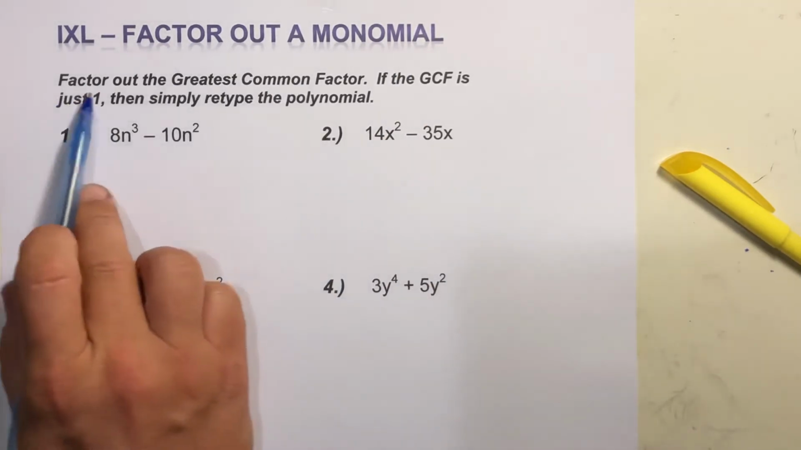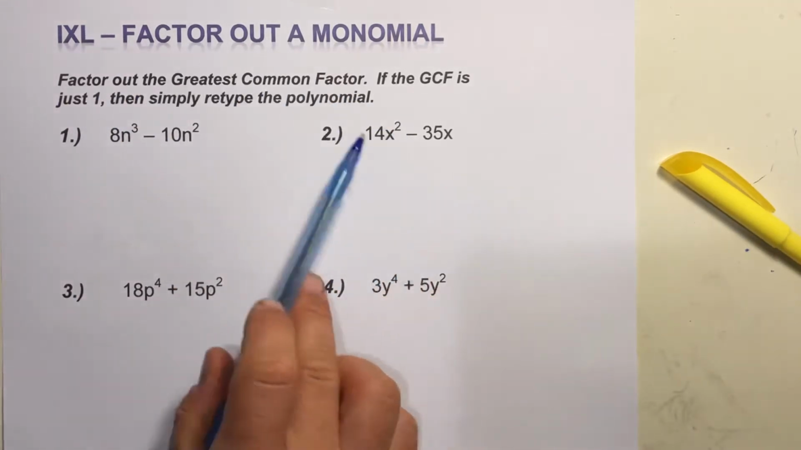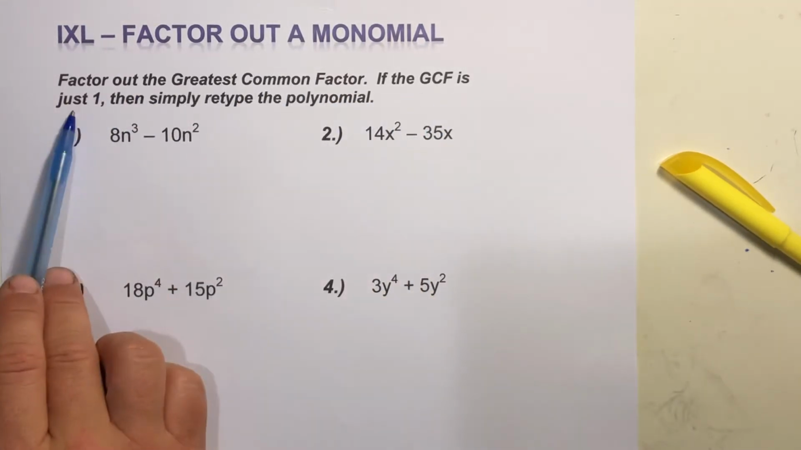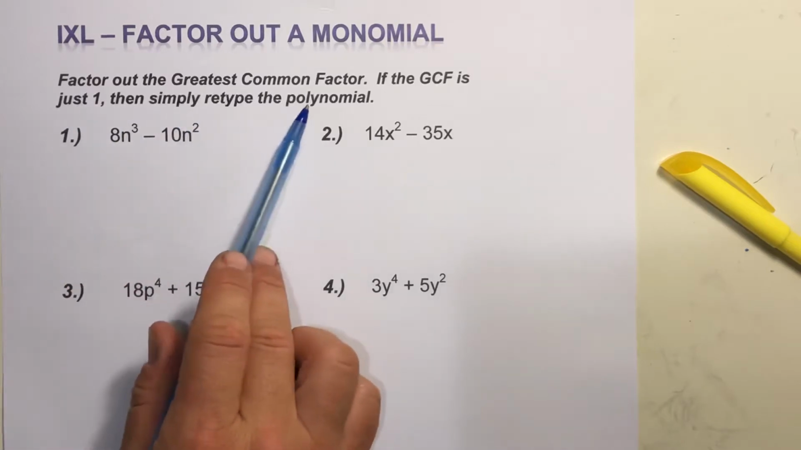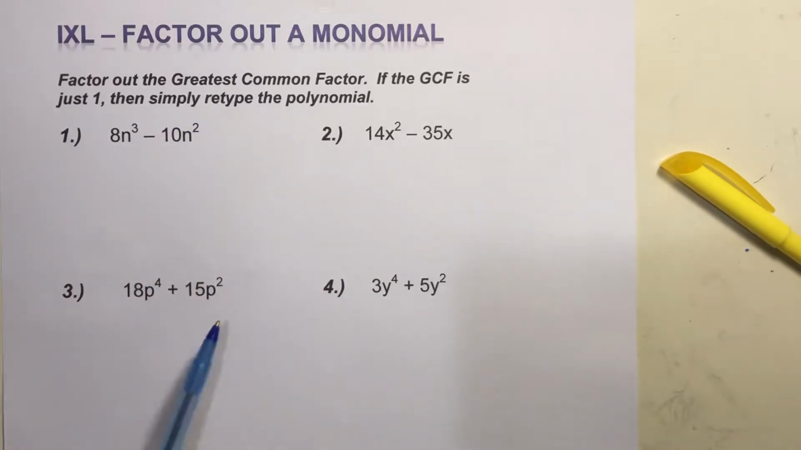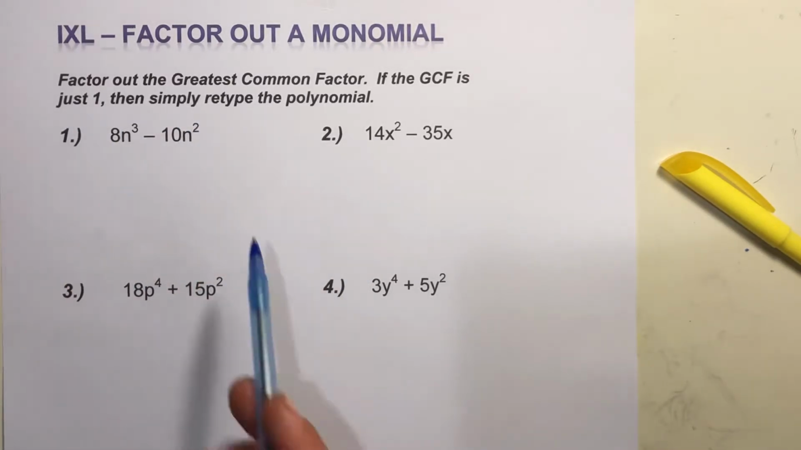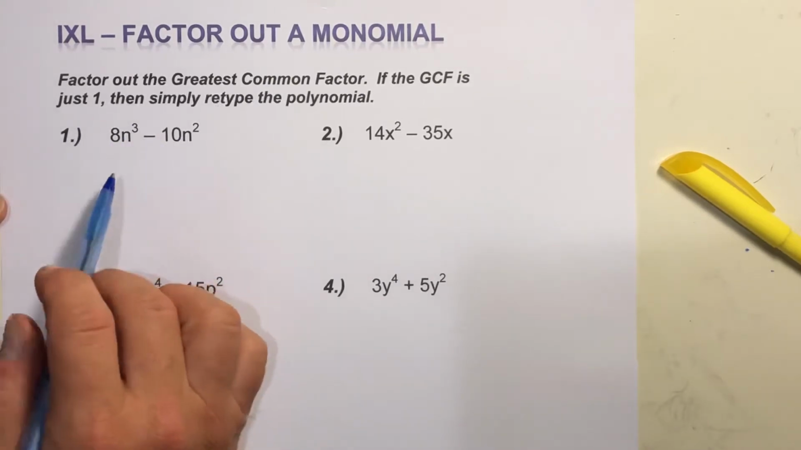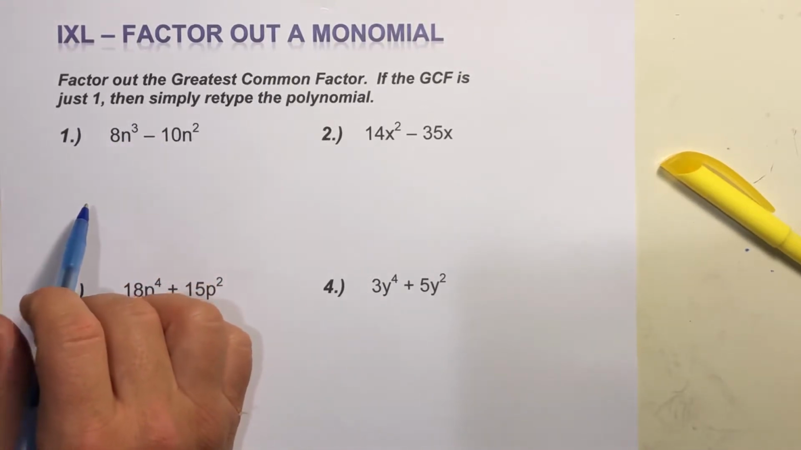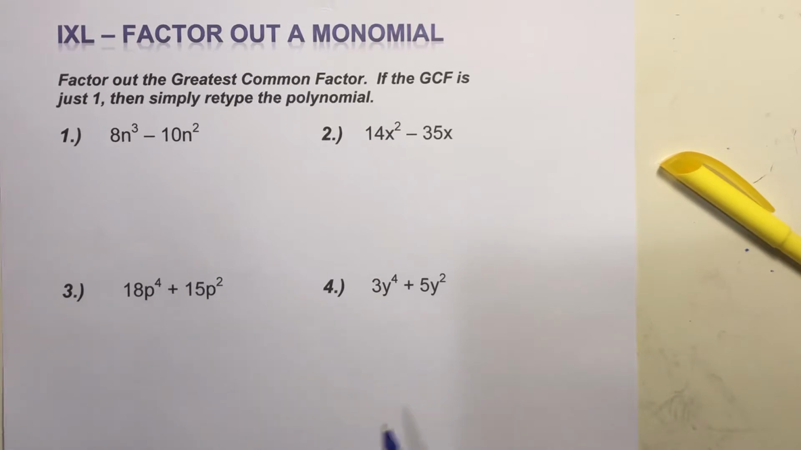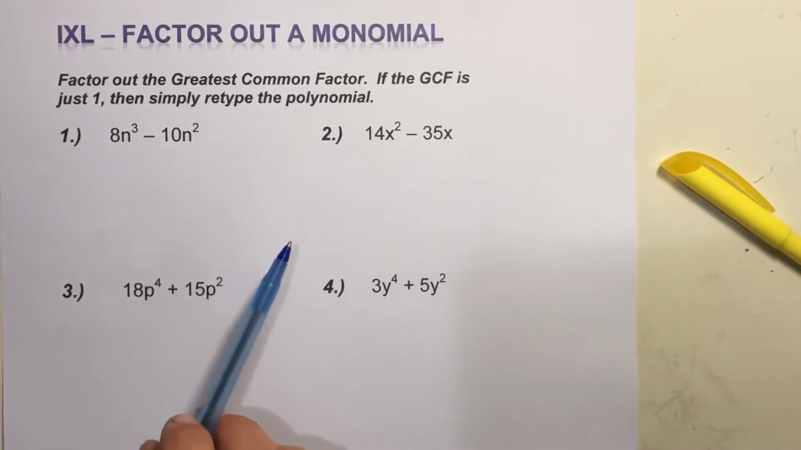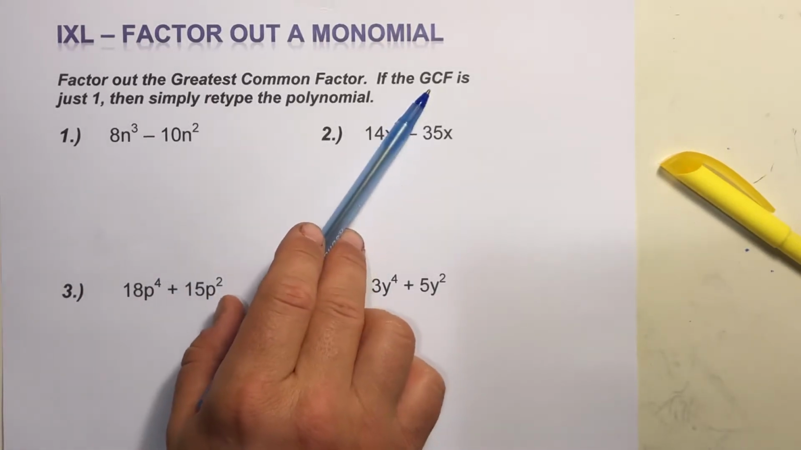So it says to factor out the greatest common factor. It says if the GCF is just 1, then simply retype the polynomial. So I didn't pick one of those examples, but they do happen. If you can't divide anything out of both terms, then they just want you to retype the original. So I don't have that example on here. I have ones that we can factor out the GCF, right?